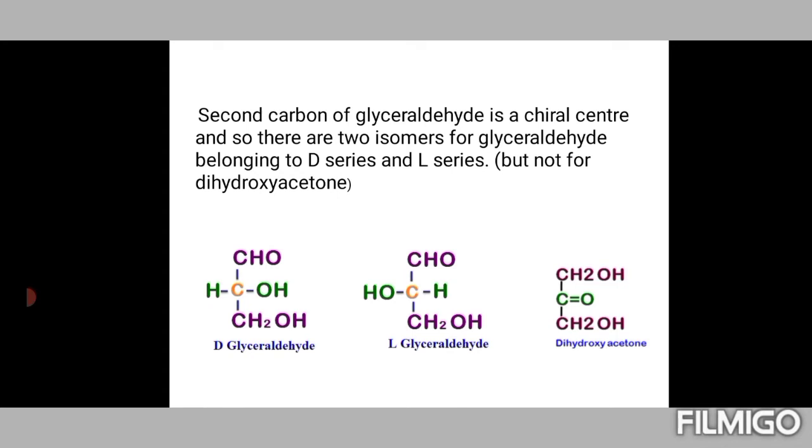We can compare with dihydroxyacetone here, which does not have a central chiral center or asymmetric carbon atom. The second carbon of glyceraldehyde is a chiral center, and so there are two isomers for glyceraldehyde belonging to the D and L series, but not in dihydroxyacetone, because it does not have a central chiral carbon atom. In ketoses, D and L isomerism is exhibited only from the tetrose onwards.